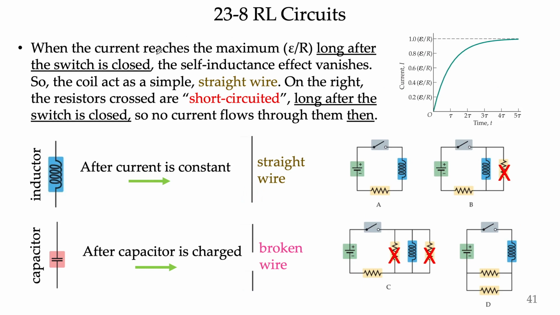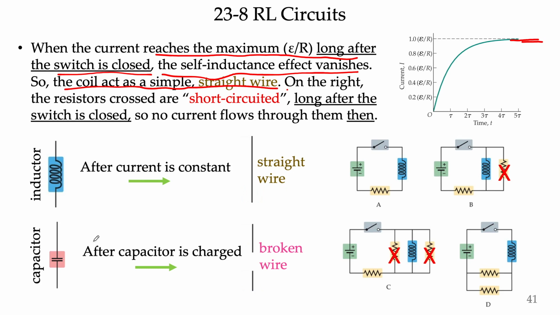Okay, so when the current reaches the maximum, long after the switch is closed, so we close the switch, the current started rising, and it reaches some maximum value. So the self-inductance effect vanishes. Because if you look at here, now the current is not changing, right? And if you remember, the inductance was related to change in current, right? If the current is not changing after a long time passes, then the inductance effect would vanish. So the coil acts as a simple straight wire.